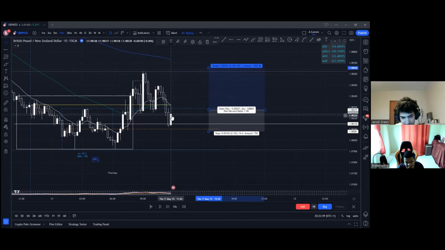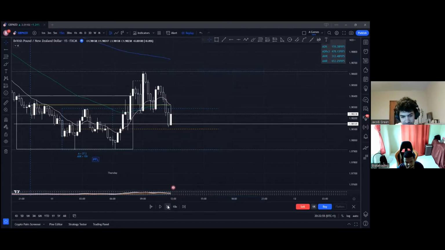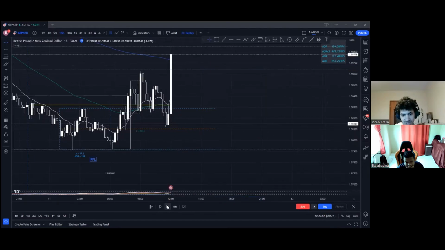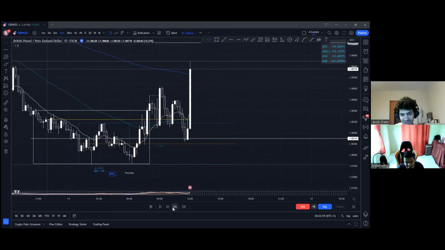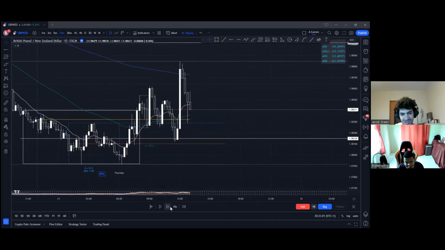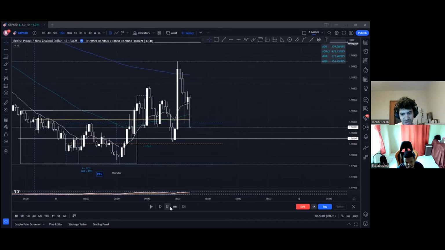Now the timing is off, so I wouldn't consider a re-entry here because we're too close to the London session starting. Let me delete that. And with news, after saying that, I doubt I would trade, to be honest with you.